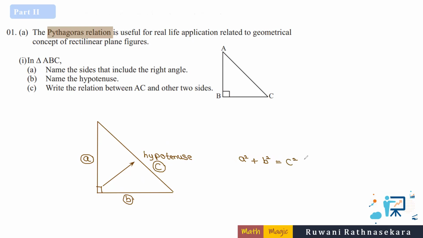He explored this. He did not invent it, he explored it. Right? This is true for any right angle triangle. He explained it in a different way, but I explained it to you such that you can remember this formula until we learn it properly. The sum of the squares of the sides including the right angle of a right angle triangle is equal to the square of the hypotenuse. Right? Now, we are going to answer this question accordingly. You can answer this. Right? Question number 1, part A.